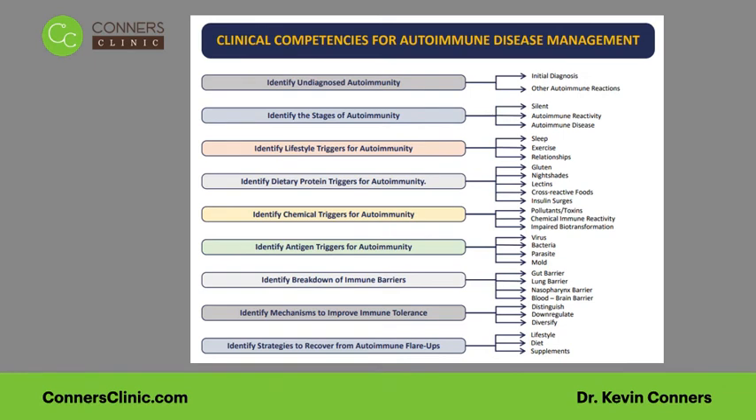And what you're trying to do from a clinical standpoint is, number one, help identify an undiagnosed autoimmune patient, and help them identify the different stages. Remember, stage 1 is silent, stage 2 is autoimmune reactivity, and stage 3 is full-blown autoimmune disease where you have tissue destruction. And then the biggest thing that we're going to be working through with this course is learning how to identify lifestyle triggers, because this autoimmune disease is there. You're going to have antibodies that will be there most likely for the rest of your life. You have to know how to manage it. You need to learn how to manage the triggers.